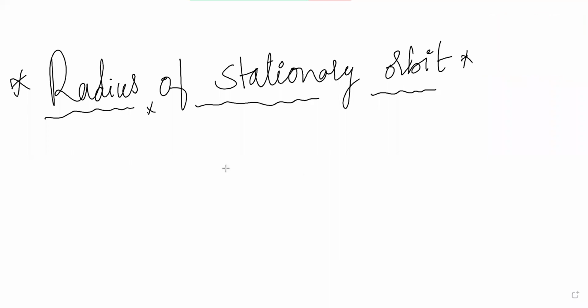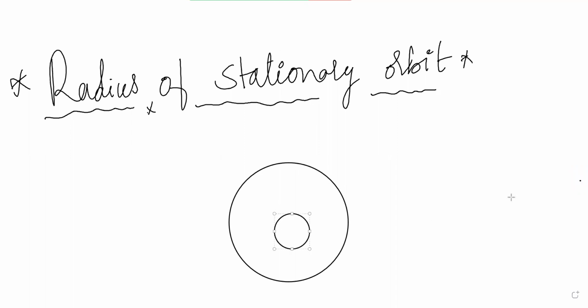Here, let us consider an atom and its nucleus. Inside the nucleus, proton is there and neutron is there. Clear? And around the nucleus, the electrons are revolving. This is the electron.